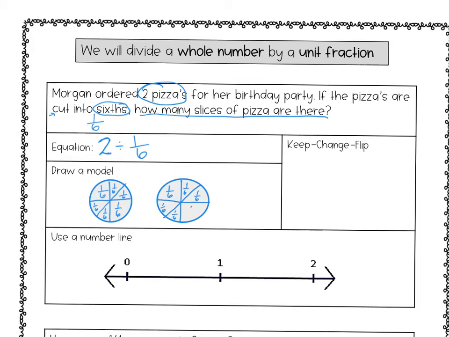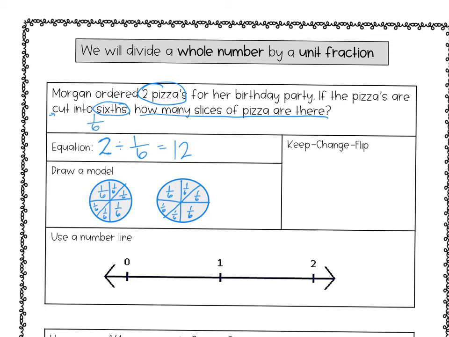So if I have 2 pizzas and I divided them into 6 pieces each, how many total pieces do I have now? We have 12. So now I'm going to use a number line to represent this. We have a number line labeled from 0 to 2.